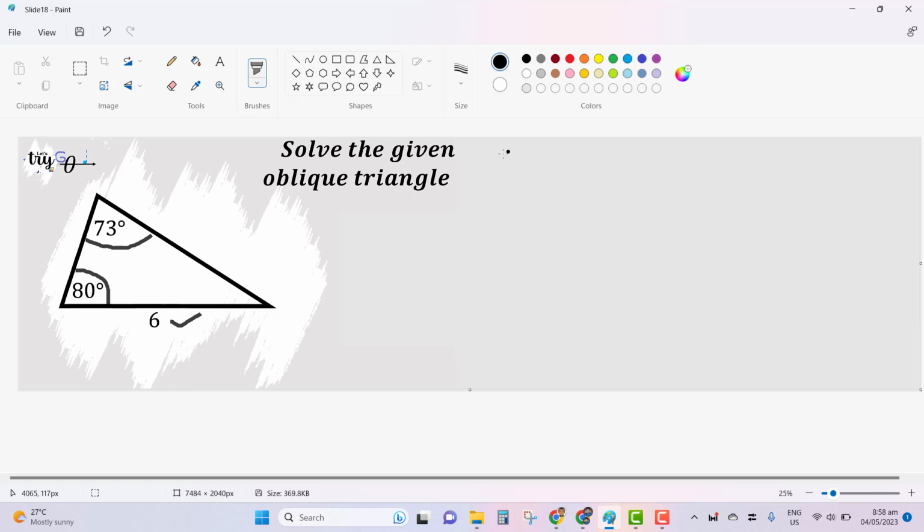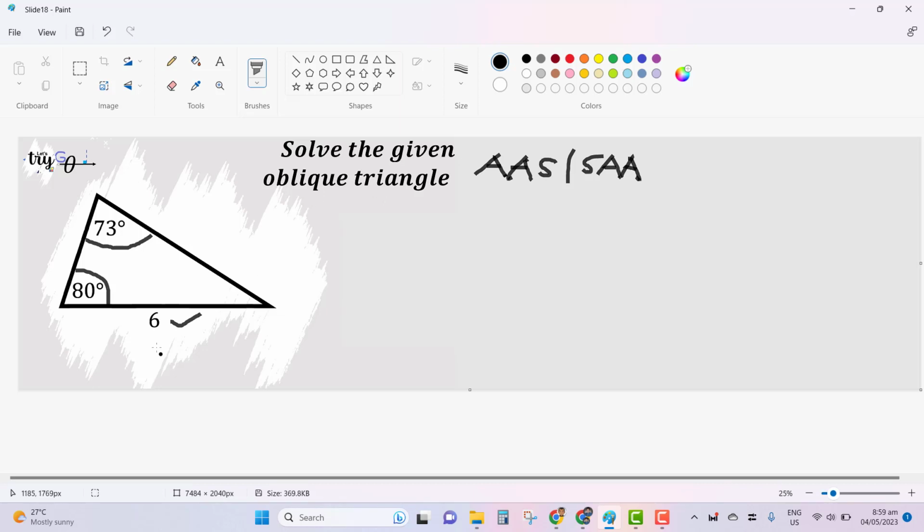This is an example of an AAS or SAA oblique triangle situation. And for this specific type of example, we will be using the law of sines. The law of sines will allow us to use the ratio of sine angle and its opposite side, which will be equal to another ratio of sine angle and its opposite side.